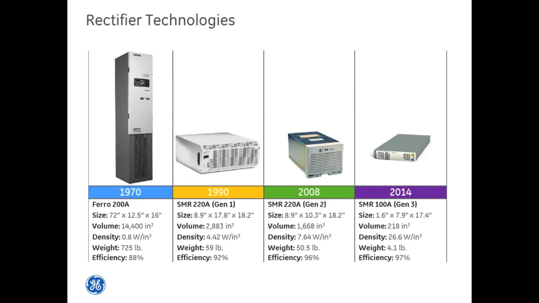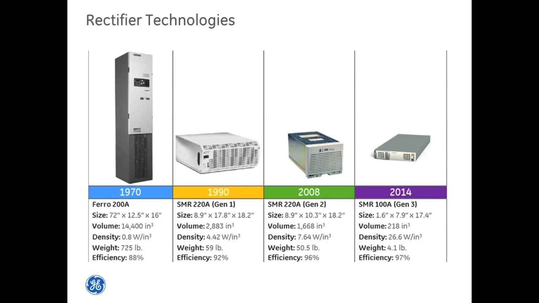Rectifier technologies. The rectifier is what we're using to take the utility AC and convert it to 48 volts DC. Back in the 70s, the ferro-resonant rectifier, the illustration here is a 200 amp unit, 6 foot tall, 12.5 inches by 16 inches in footprint, weighs 725 pounds. Not something that you unplug and replace should it go wrong.